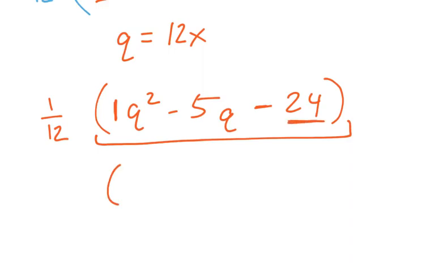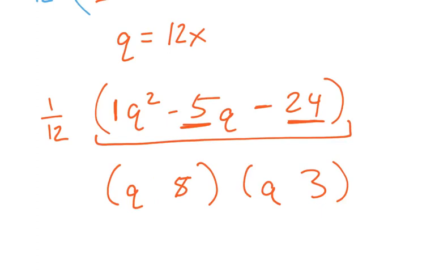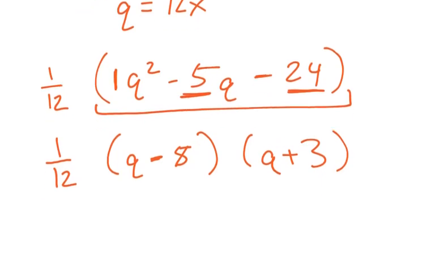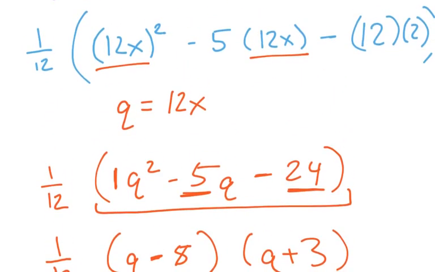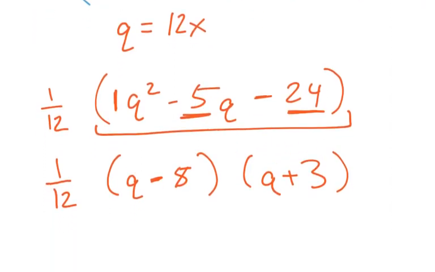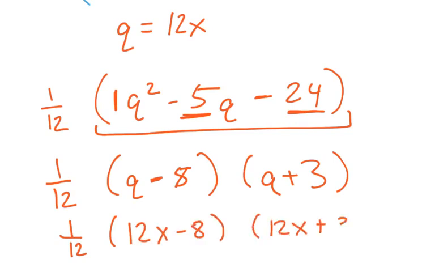I just look at 24 and I say what times what is 24, and adds or subtracts to 5. That is 8 and 3. Now I made a silly mistake here because this is negative and this is positive. Now keep in mind that we are not solving though for Q, we're solving for x. So we can rewrite this now as 1 over 12 times 12x minus 8 times 12x plus 3.